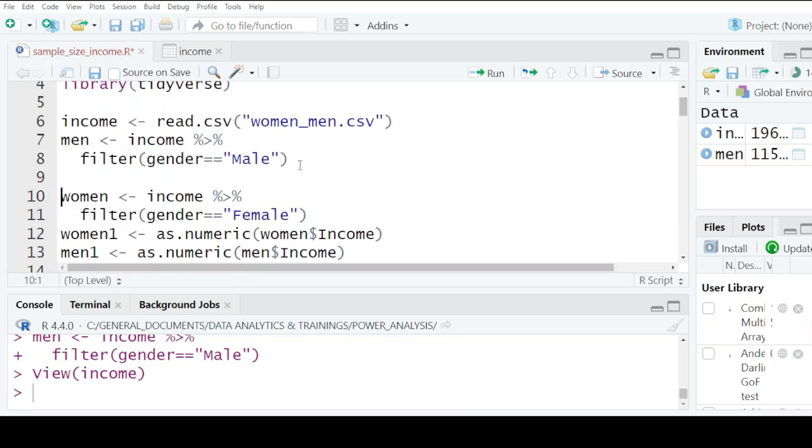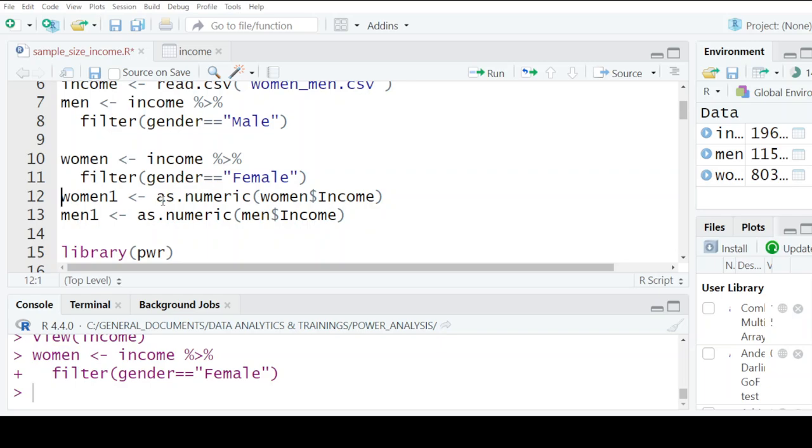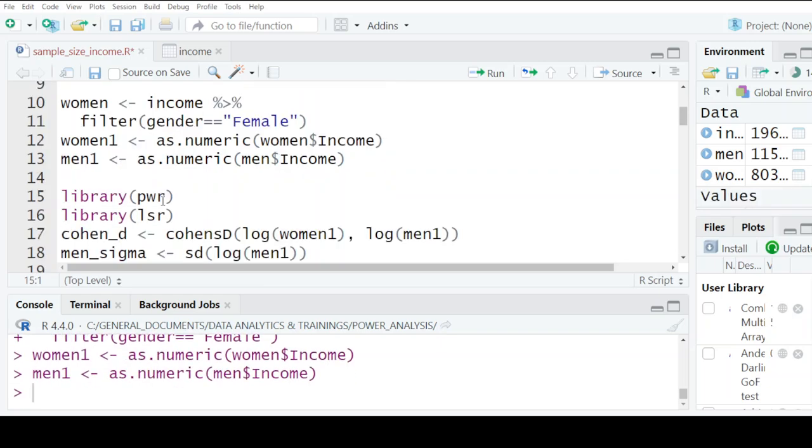So what I want to do today is estimate a sample size that I can use if I go out to collect data. I want to have a given effect size and also a given power. So what I'm doing here is dividing the data into two, the male and the female.